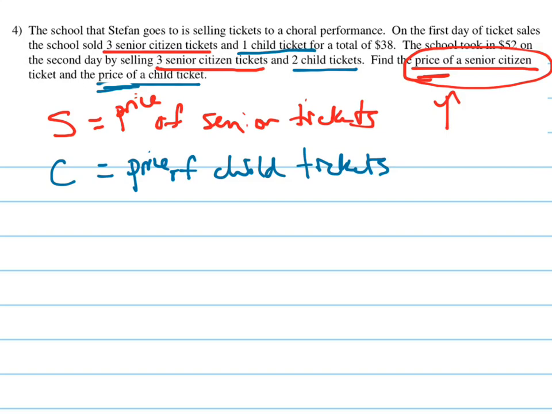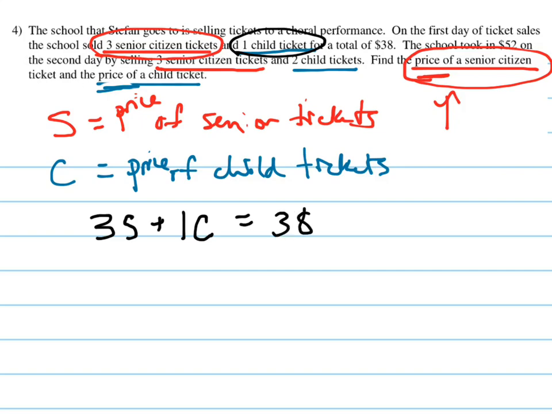All right, so let's write our equation. 3 senior tickets. So my equations, I'm going to change the colors here to black. 3 times whatever the price of the senior tickets is, plus 1 times whatever the price of the child ticket is, totaled $38. That's the first equation. The second equation is, it said $52 was totaled when we sold 3 senior tickets and 2 child tickets. So there's our system of equations.